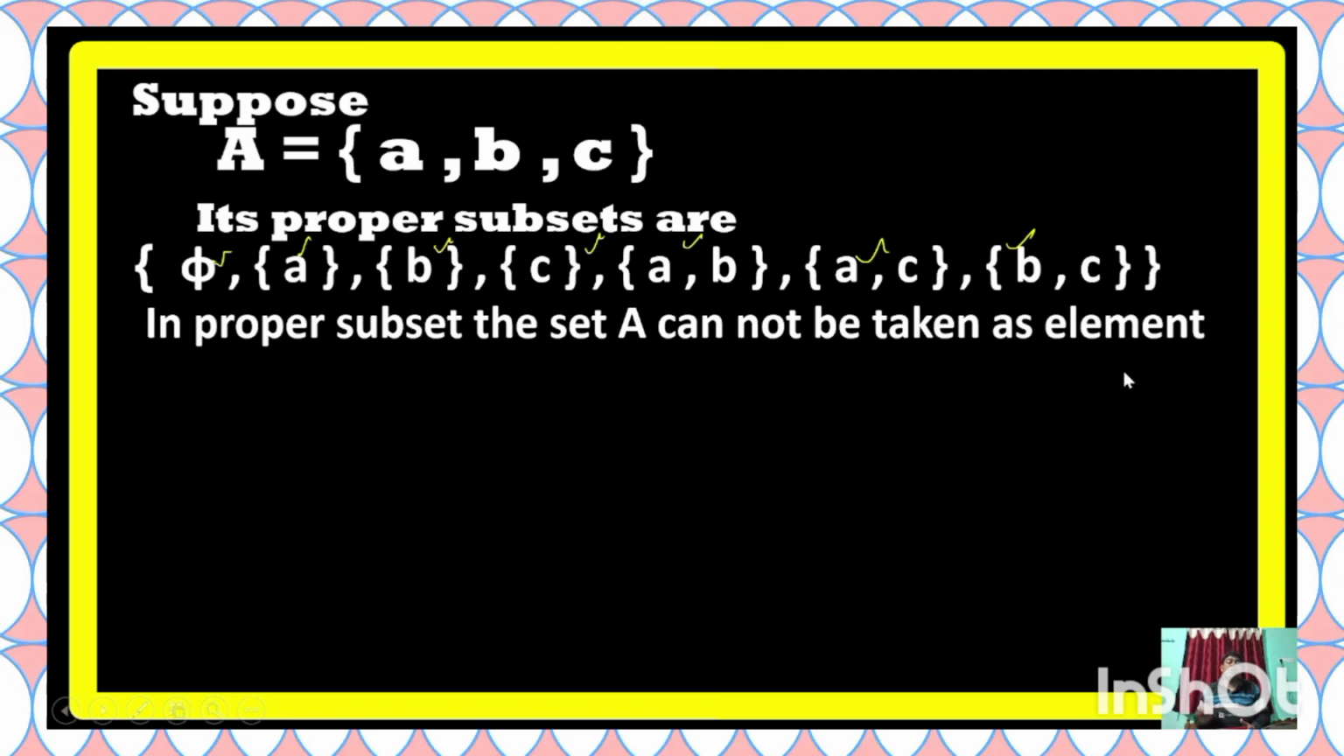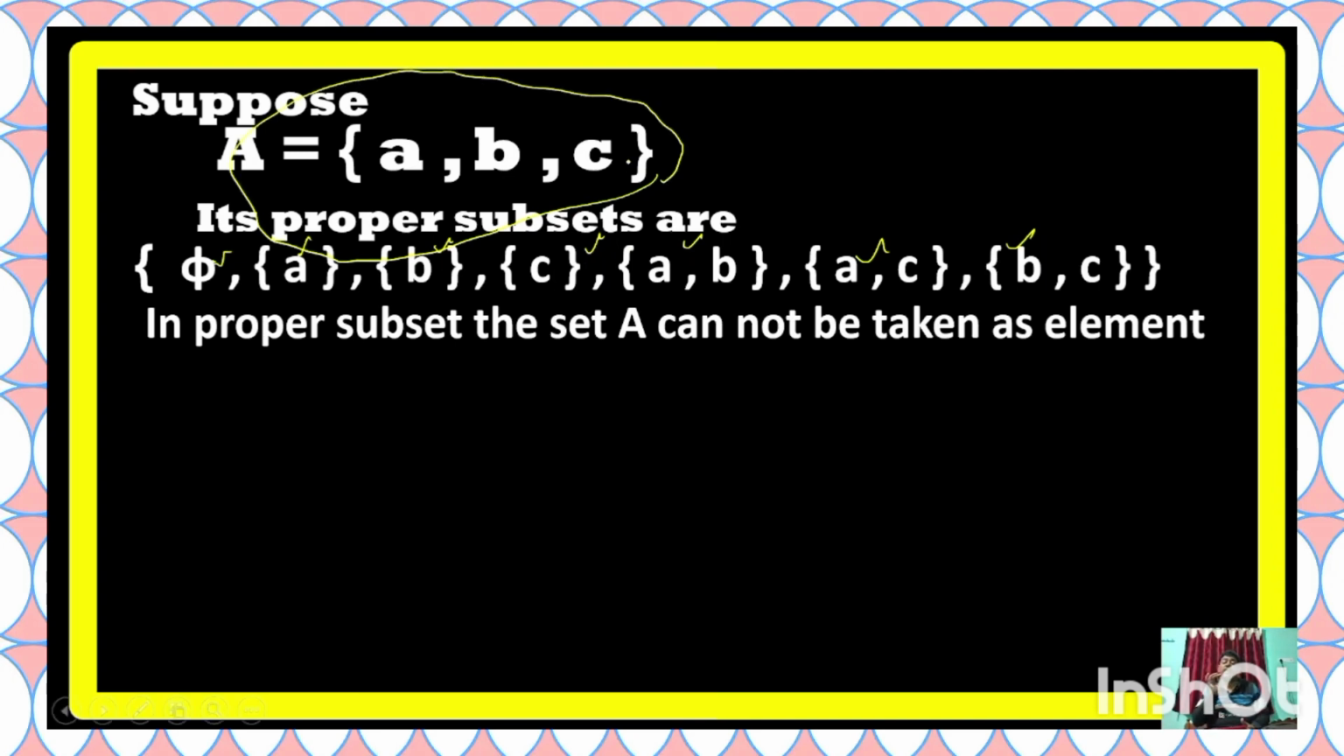Total number of subsets: how many? 2 to the power n, which should be 8 here, and all subsets are here. Only the set A is not here. While you are calculating the total number of proper subsets, remember, student, the set A should not be taken as a proper subset because any set is not a proper subset of itself.